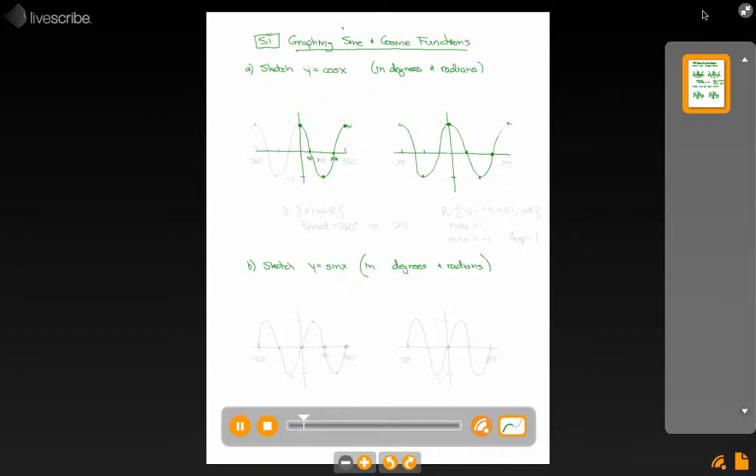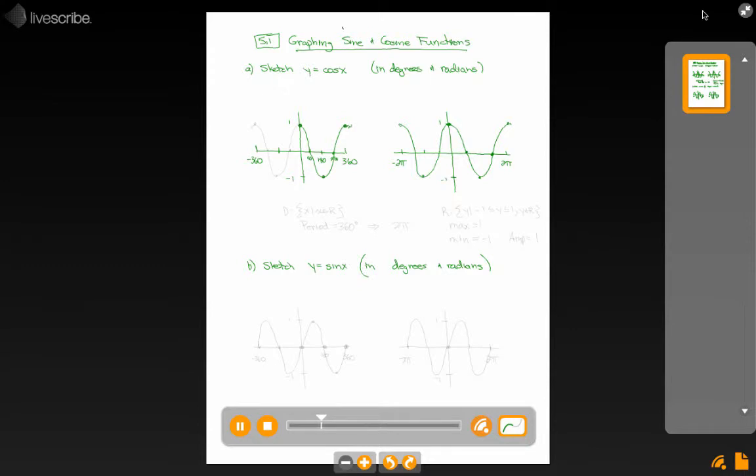In degrees, we'll go from negative 360 up to positive 360 just so we can see two full cycles of the graph, and we'll make sure we have a graph that goes up to positive 1 down to negative 1. In radians, the only difference is going to be that our x window, or x max and x min, will be in radians, so negative 2 pi to positive 2 pi. Now, cosine of 0 is 1.